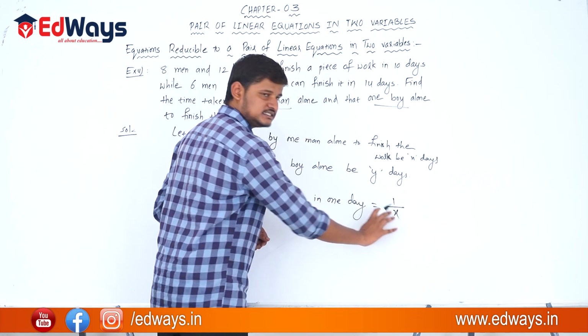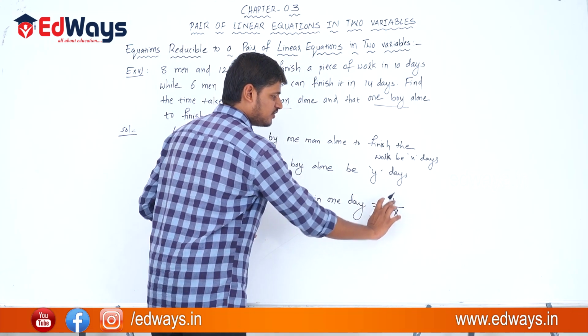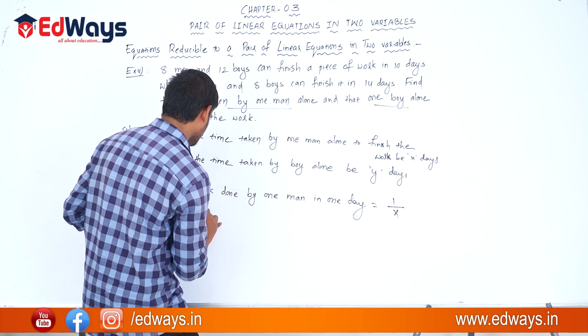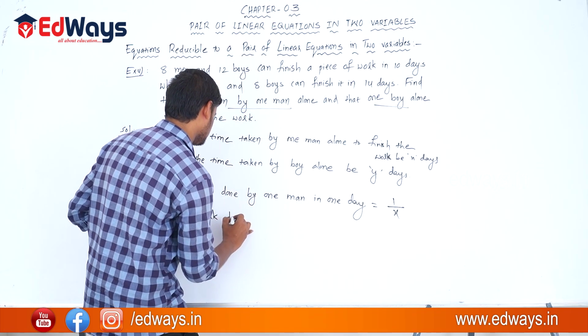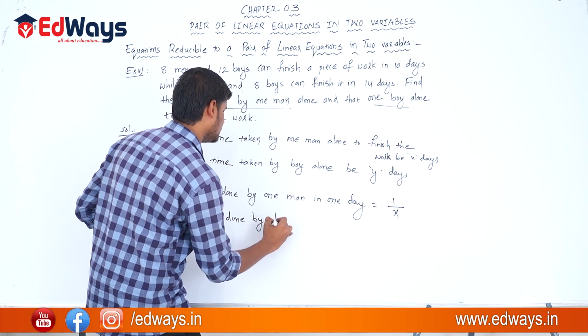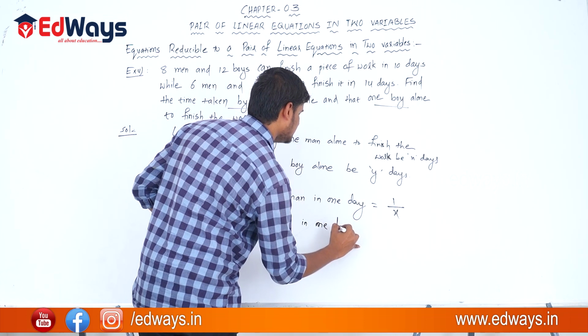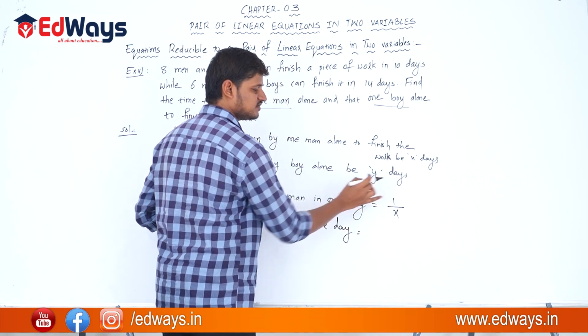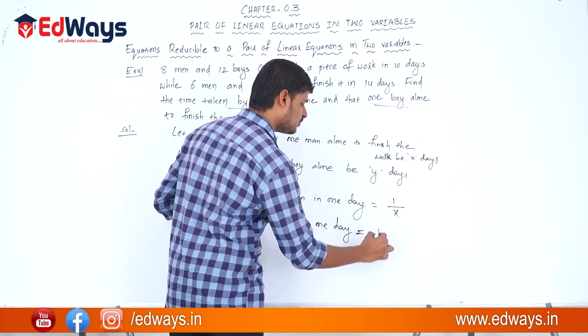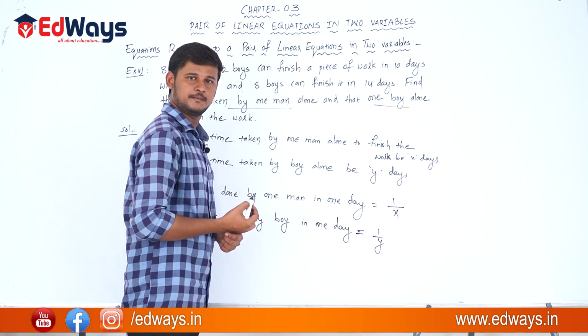So the work done by one man in one day is 1 by x. Similarly, the work done by a boy in one day: in total he takes y days, so in one day he can do 1 by y of the work.